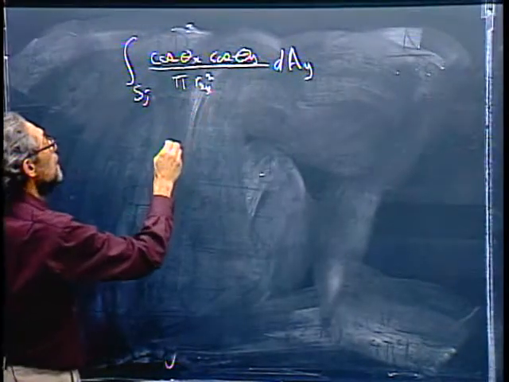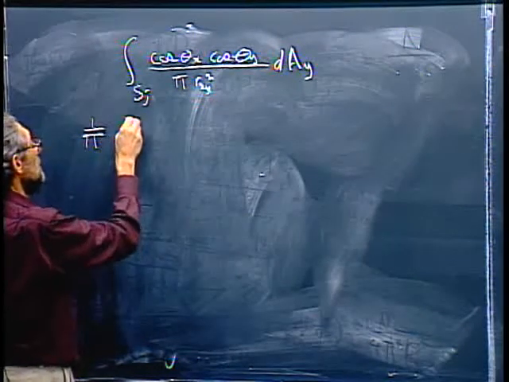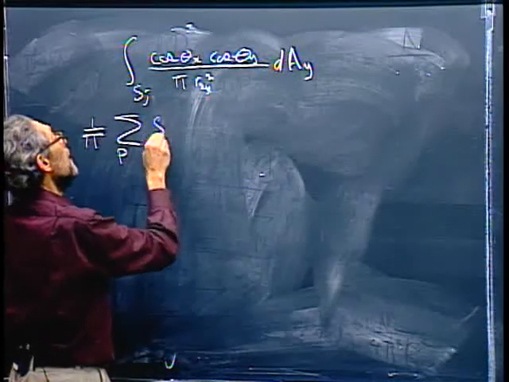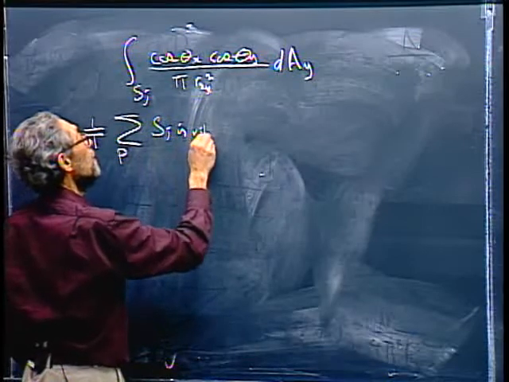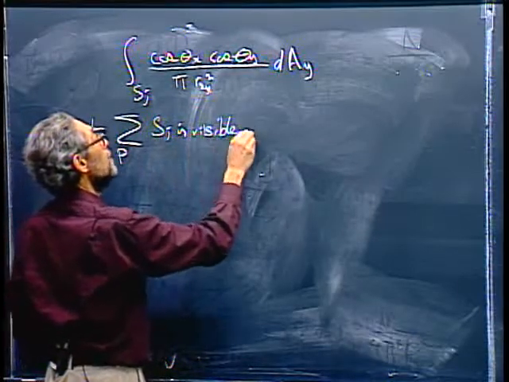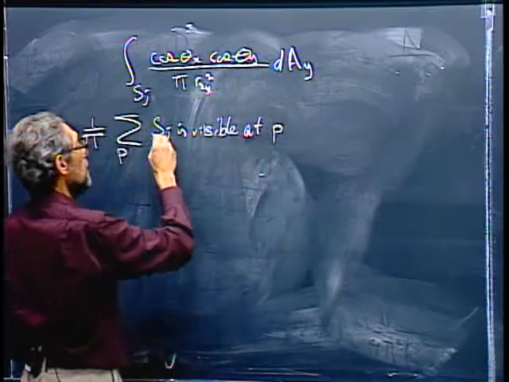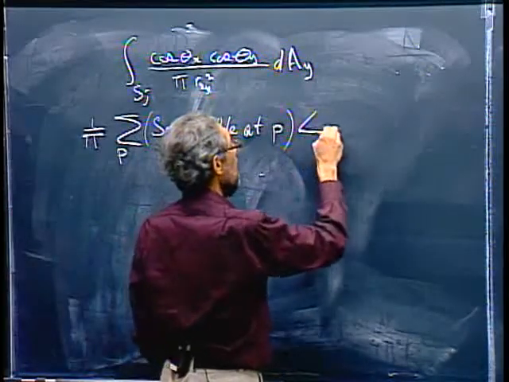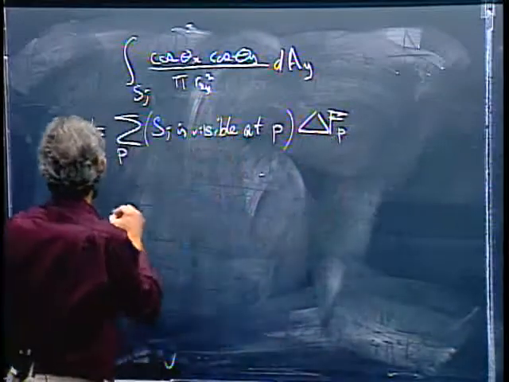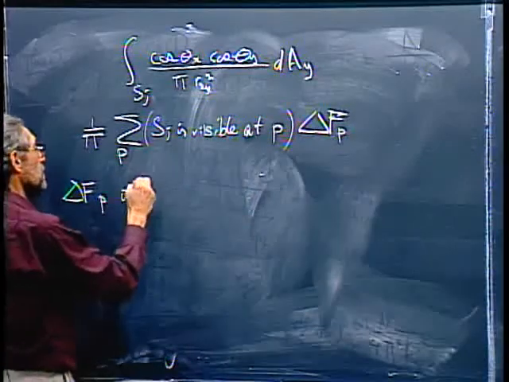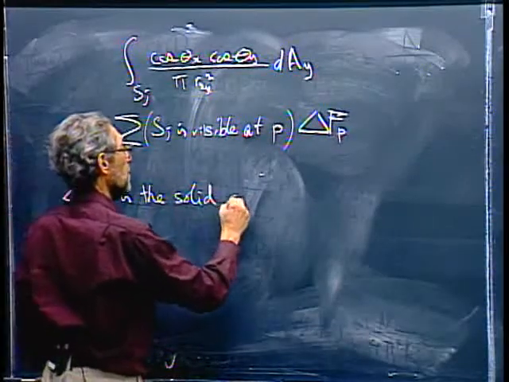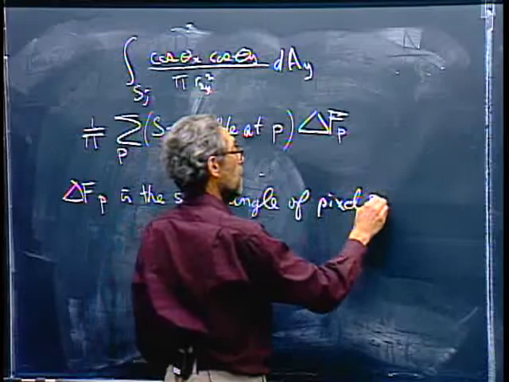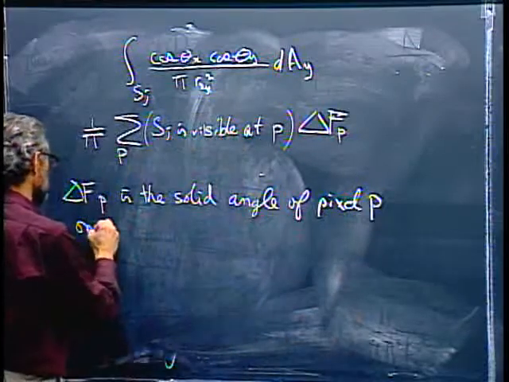this is Rxy. So we have 1 over pi times the sum over all pixels P such that Sj is visible at P. That's basically 0 or 1: it's 1 if it's visible and 0 otherwise, times a delta form factor at P, where delta F at P is the solid angle of pixel P on the face of the hemicube.